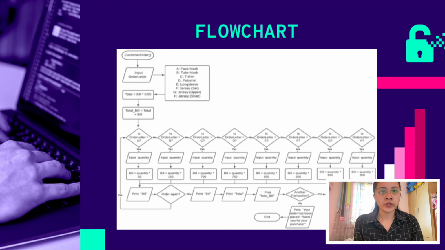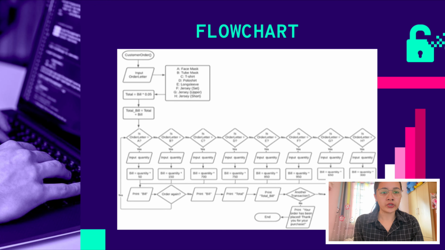For the customer ordering, the customer must input the order letter. For letter A, face mask. For B, tube mask. C, t-shirt. D, polo shirt. E, long sleeve. F, jersey set. G, jersey upper. And H, jersey short. Then the customer must input the quantity in their order letter that they choose.